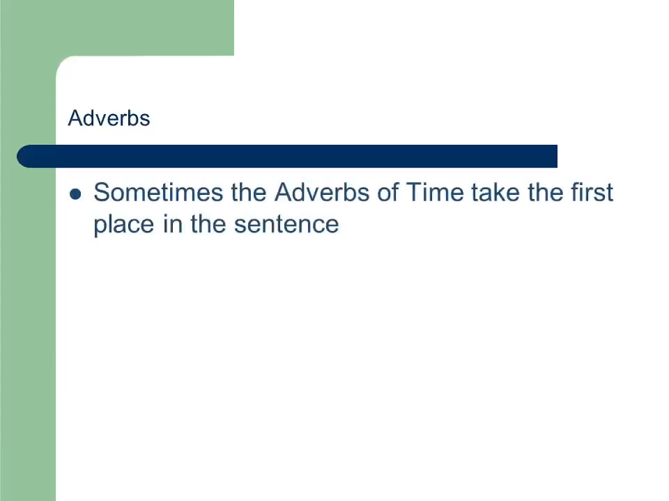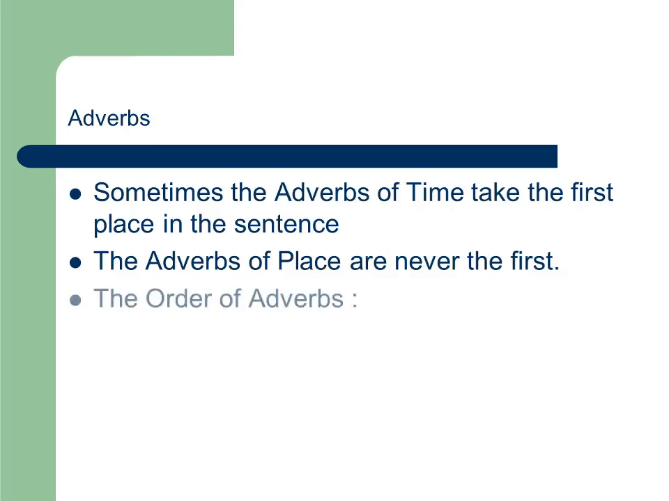Adverbs. Sometimes we have to add adverbs in the English language, and where we have to place these adverbs, whether before the subject, after the subject, after the verb or after the object, is a question. You see, sometimes the adverbs of time take the first place in the sentence. This point is very important. Sometimes, not always.